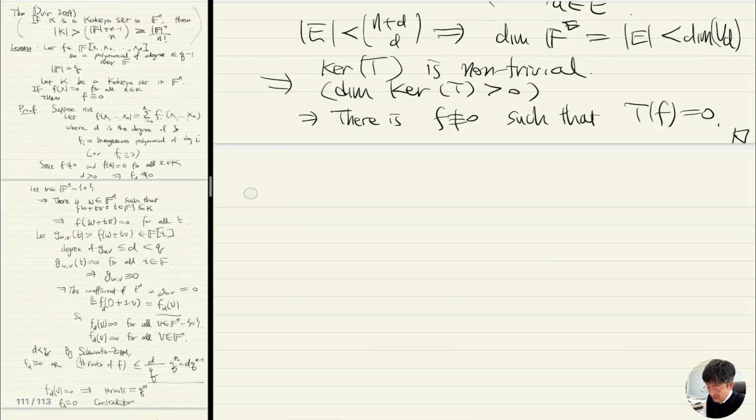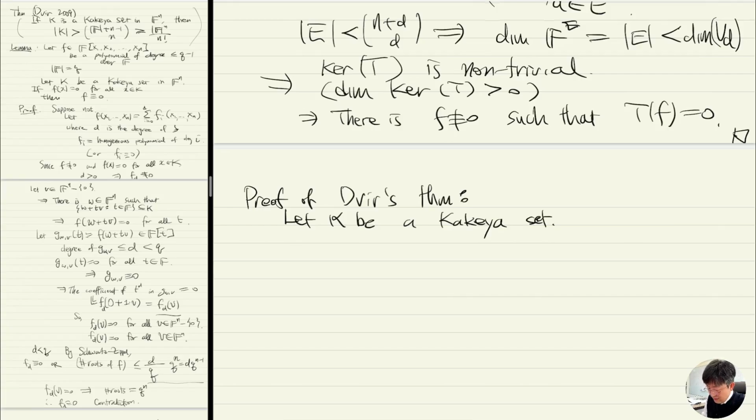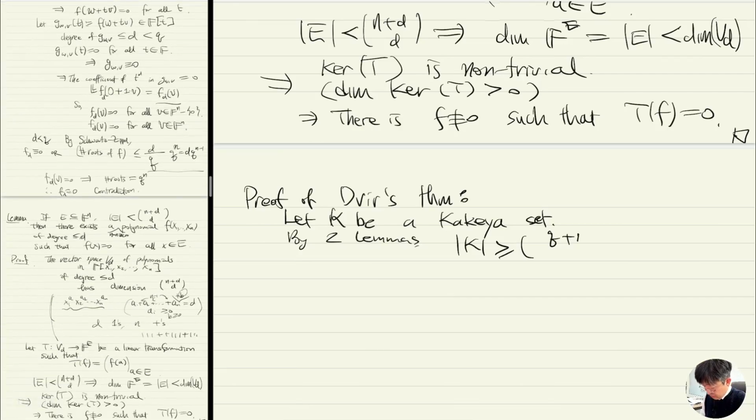Now we are ready to prove the theorem. Let K be a Kakeya set. Then by the two lemmas, it has to be at least n, right? The size of that has to be at least what? What is the degree?